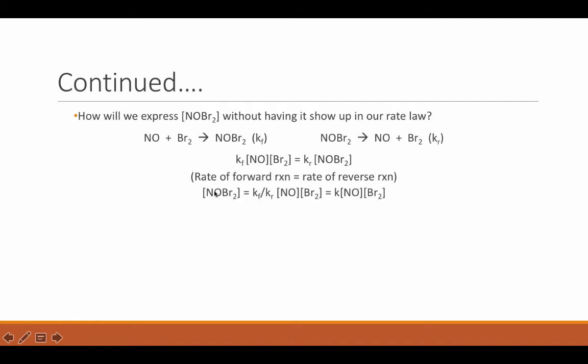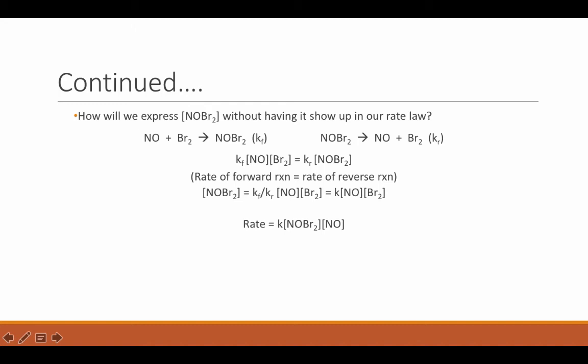With a little algebraic manipulation, I can turn this into this expression here, which expresses the concentration of NOBr2, our intermediate that we're trying to get rid of, in terms of actual reactants, which aren't intermediates. From there, if I take a constant divided by another constant, I'll just get a new constant. So I'm just expressing this as a different k value. So now I have my intermediate expressed in terms that I can use.